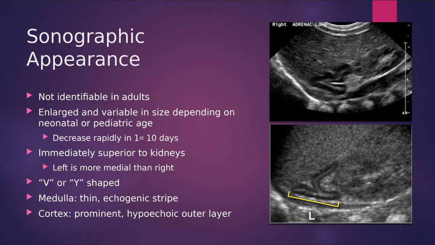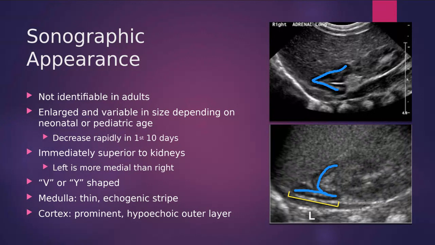So you can see in both of those examples, top example is a little bit more V-shaped, kind of like a Pac-Man, and that bottom example kind of looks like a parasitic worm, but that's more of a Y shape. So here we have our V, and here we have our Y. Now, our medulla is going to be a very thin echogenic internal stripe, and the cortex is going to be a little bit more prominent, and the hypoechoic, that's our outer layer.